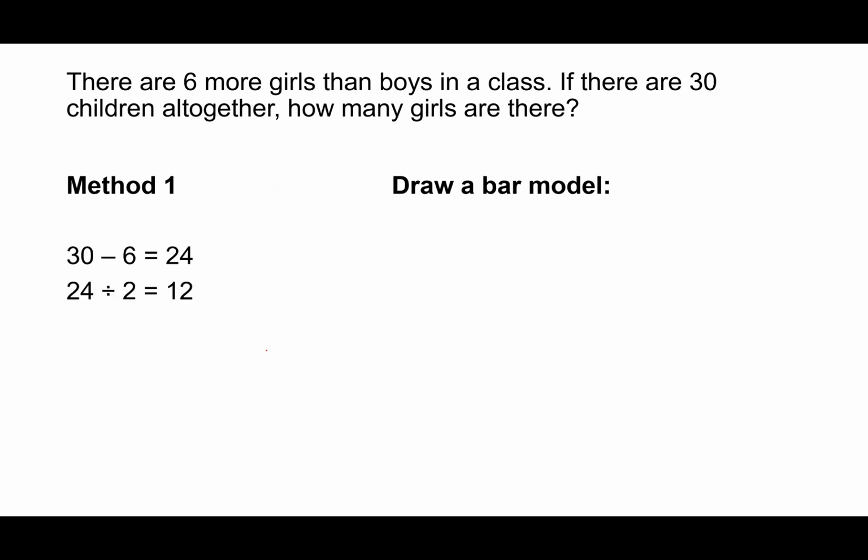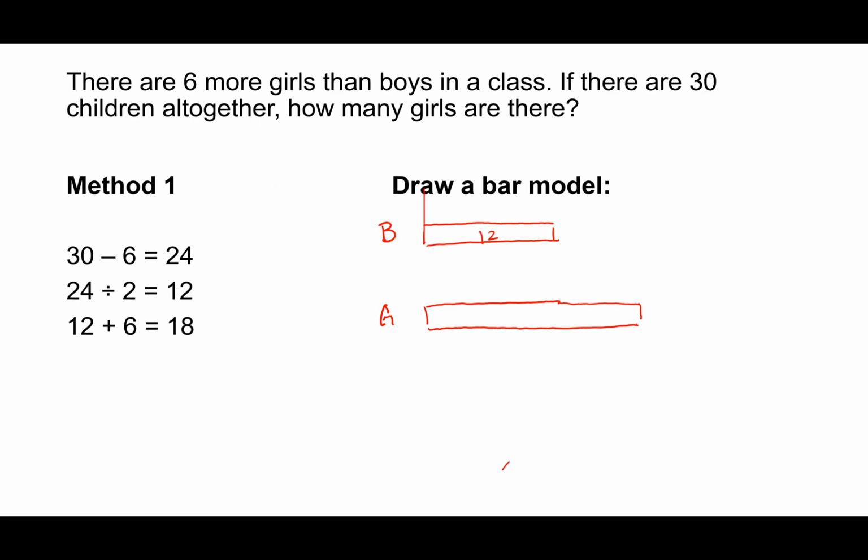So method 1, you've got 30 minus all this stuff over on the side, and we'll talk through that. Okay, let's draw our bar model first. We've got boys, and we've got 12 boys in the class. We've got girls, and we've got that number plus we have another 6, so we're going to draw it like that. And we've got 12, and then we've got another 6 right here. Okay, and then how many kids are in the class altogether, guys? 30. Okay, so let's draw that in over on the side.